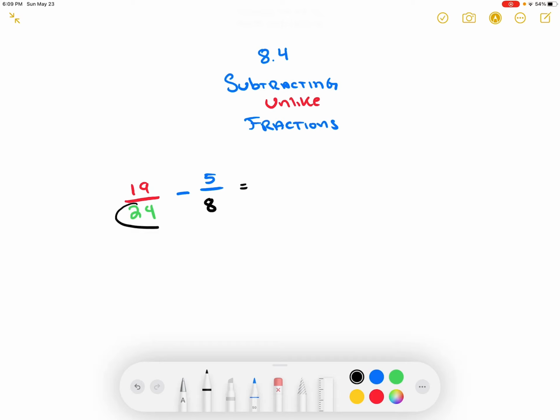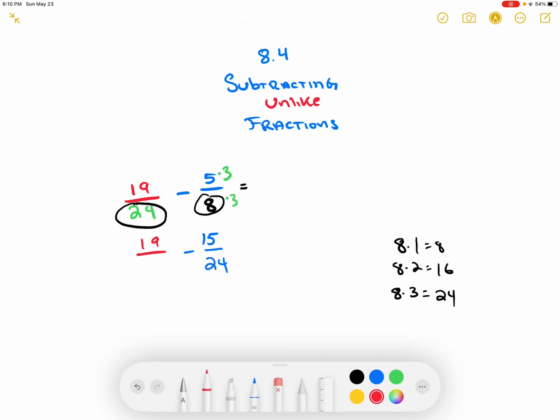Well, 24 and 8, if I know my times tables, I know that 24 is a multiple of 8, because 8 times 1 is 8, 8 times 2 is 16, 8 times 3 is 24. There it is. So I can change 5/8 to something over 24 by multiplying 8 by 3. 3 times 8 is 24. And what I do at the bottom, I must do to the top. So 5 times 3 is now 15.